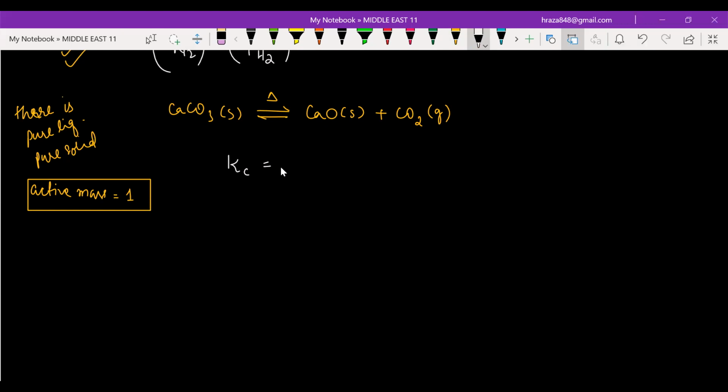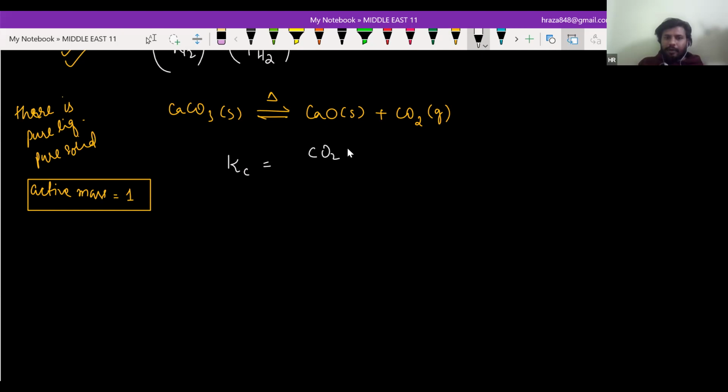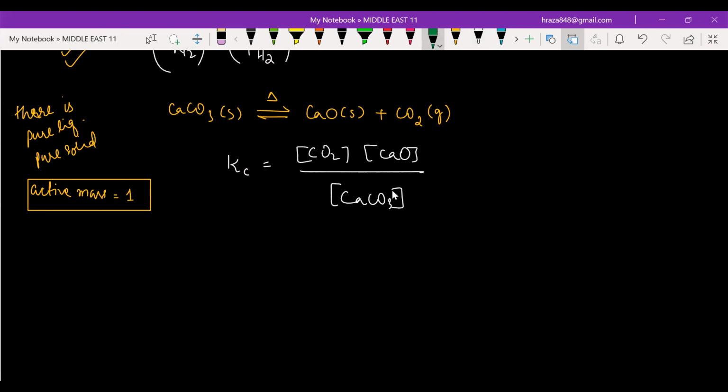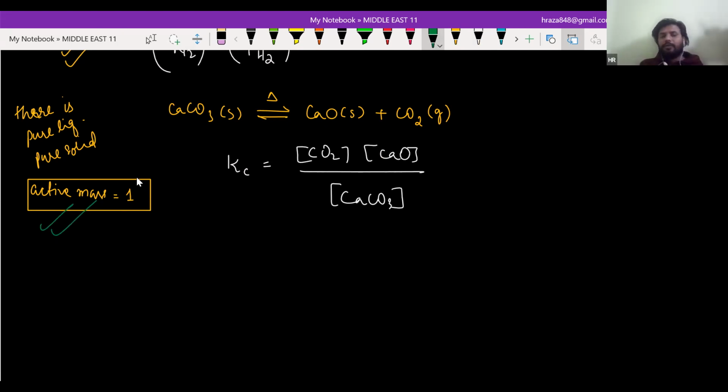Okay, sir, can you repeat? Okay, I'm going to write Kc. Just see. CO2 like this, and CaO, I will repeat it, Krishna. Just wait. CaO and then CaCO3. So I told you that the active mass of pure solid as well as pure liquid is 1. This has a value 1. This has a value 1. So what will be left is Kc is equal to CO2.